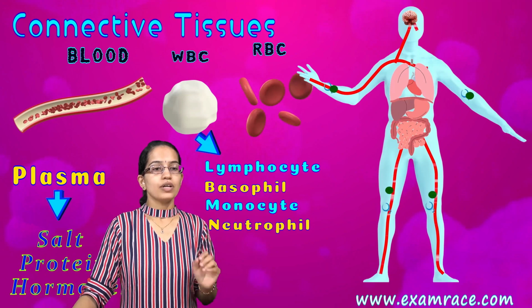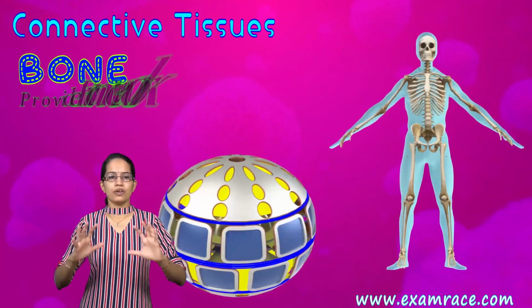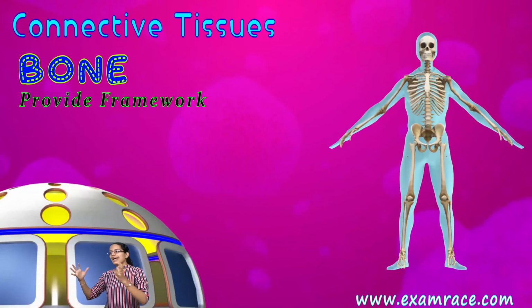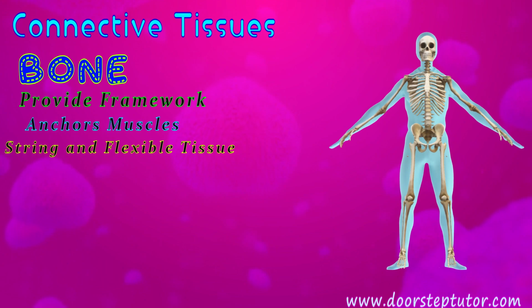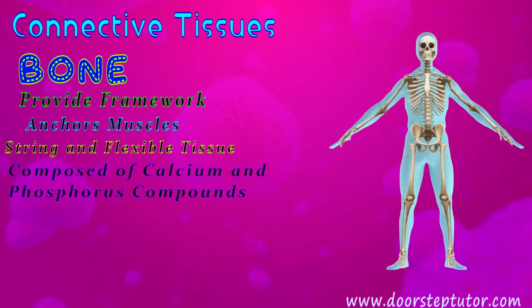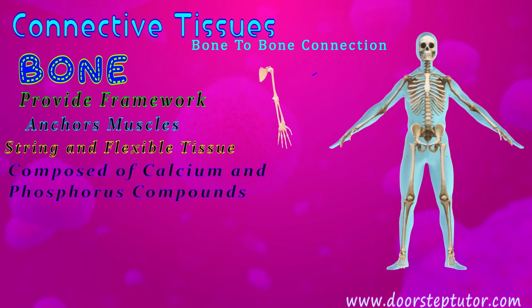Again, the next one is bone. The function of the bone is to provide a framework. It anchors the muscles, it provides the strength and the flexibility. Also, it is composed of calcium and phosphorus. Now, when a bone connects to the bone, it is through the ligament. You have elastic tissues that are present which provide it a very good strength.